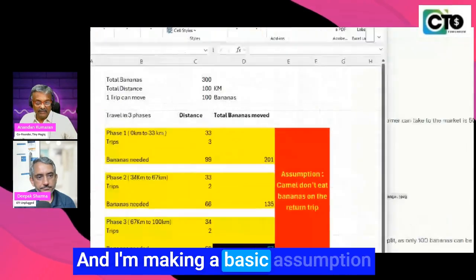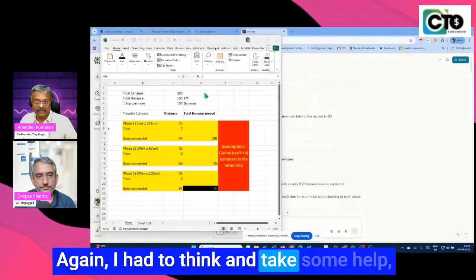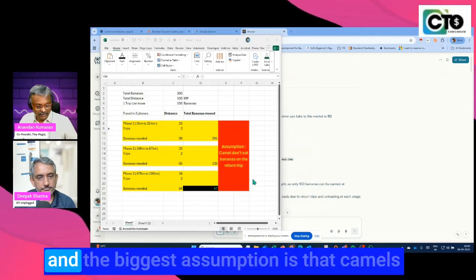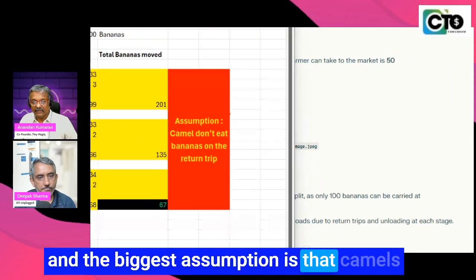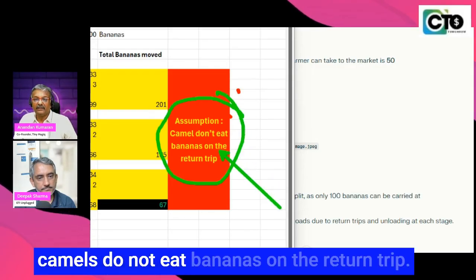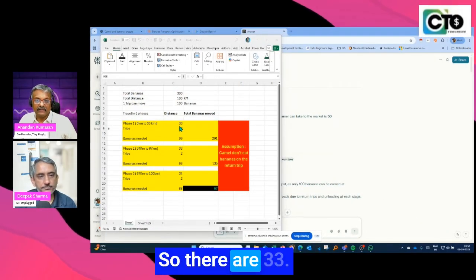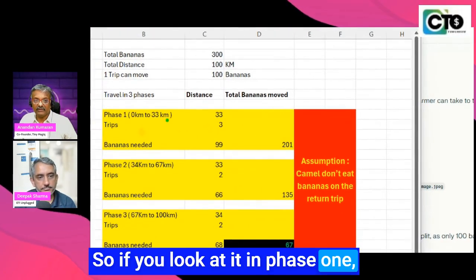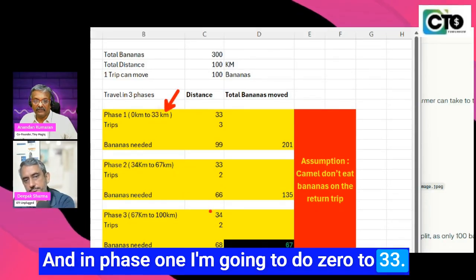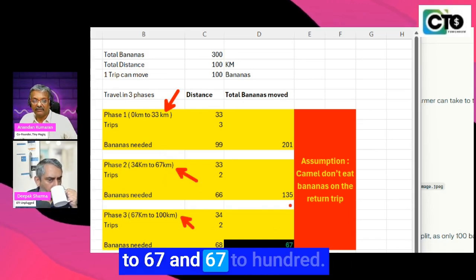And I'm making a basic assumption that we will travel in three phases. Again, I had to think and take some help, and I did this basic calculation. The biggest assumption is that camels do not eat bananas on the return trip. So consider it as different phases. In phase one, I'm going to do 0 to 33. Second, I will do 34 kilometers to 67, and 67 to 100.